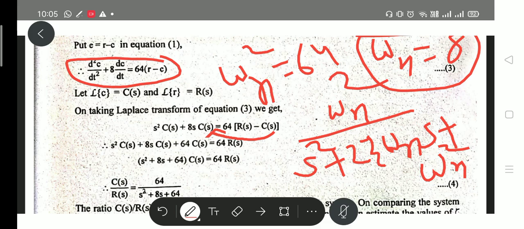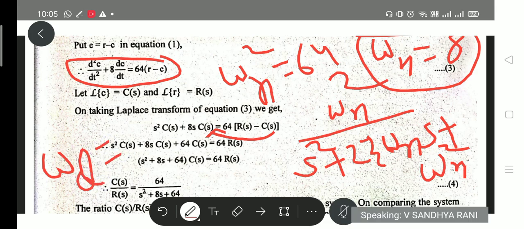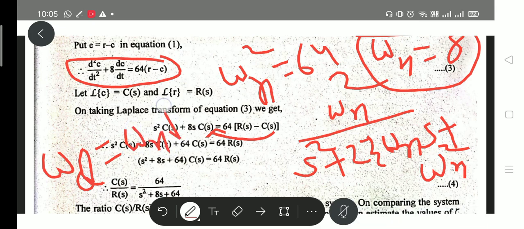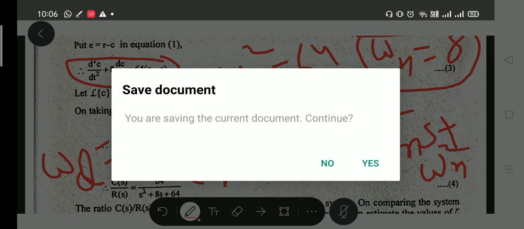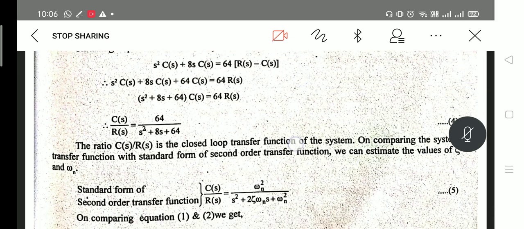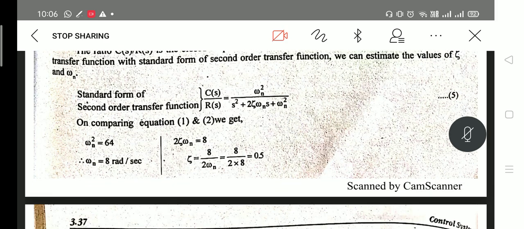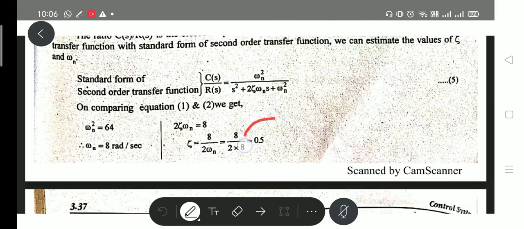But he has not asked for natural frequency. He is asking for damped frequency omega d. What is the formula for damped frequency? Omega n into square root of 1 minus zeta square. We don't know the zeta value. So first find the zeta value. Here 2 zeta omega n is equal to 8. Already we know the omega n value. So substitute here, then we will get zeta value is 0.5.